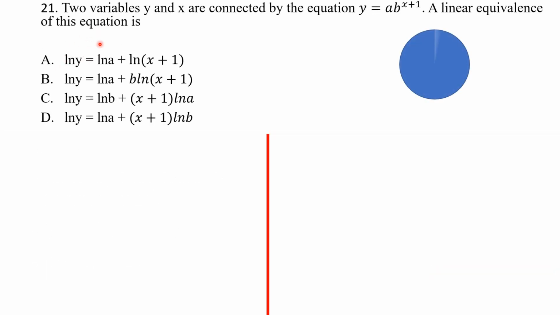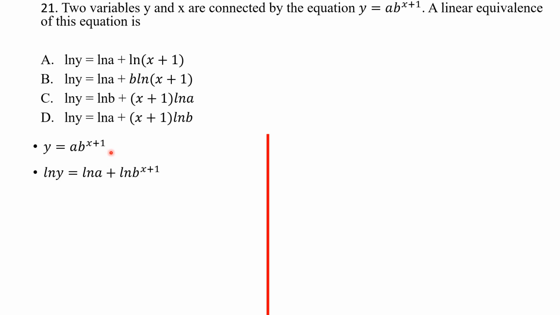Two variables y and x are connected by the equation; a linear equivalent of this equation is... Okay, so we simply have to linearize that equation, alright guys? So our y is ab raised to the power x plus 1. So take ln on both sides. Ln y equals ln a plus ln b raised to the power x plus 1. Why? Because it's like ab, okay? So ln of ab is the same as ln of a plus ln of b. Remember that b is raised to this power, so we keep the power there.